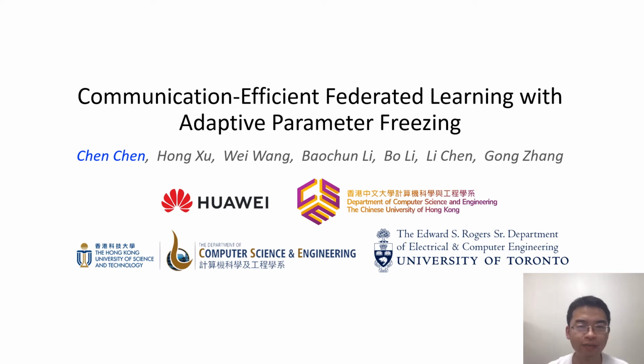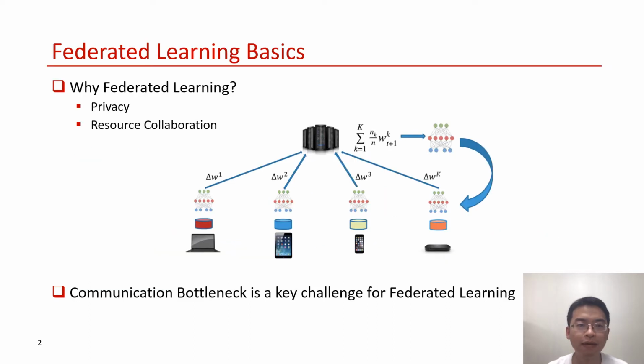Today I'm very glad to present our work, Communication Efficient Federated Learning with Adaptive Parameter Freezing. In recent years, federated learning has become a very hot research topic for edge computing. It enables distributed edge clients to collaborate in model training without disclosing the local private data. However, due to the poor network connection between the central server and the edge clients, gradient communication has become a severe bottleneck for federated learning.